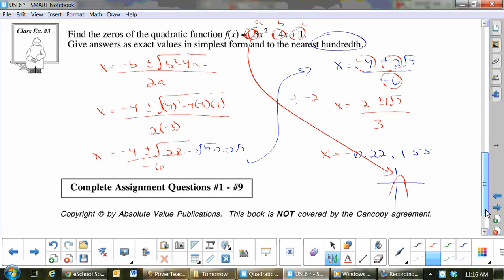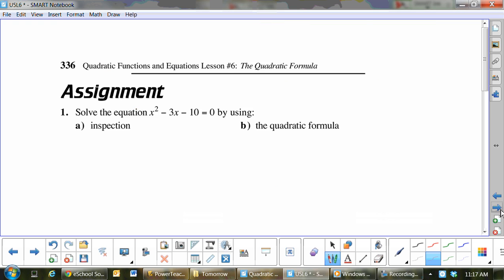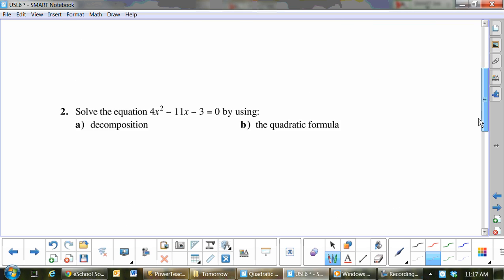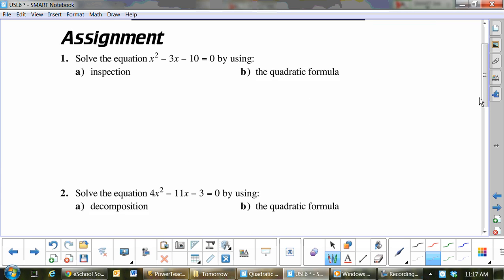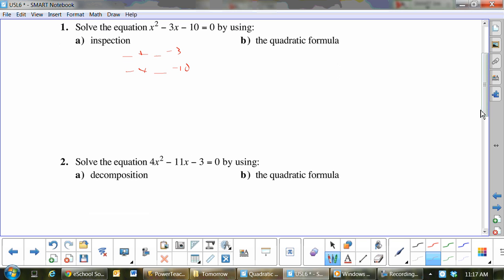Okay, so we're working on 1 to 6. I specifically gave you very few questions because I want you to finish in class. I want you to have help if you need it. For 1, 2, and 3, I do want you to do it by inspection. You know what I mean? What things add to be negative 3, multiply to give me negative 10. I do want you to do them both ways, just for 1, 2, and 3. But look, that's over half your homework or assignment right there. So hopefully you're good at inspection.